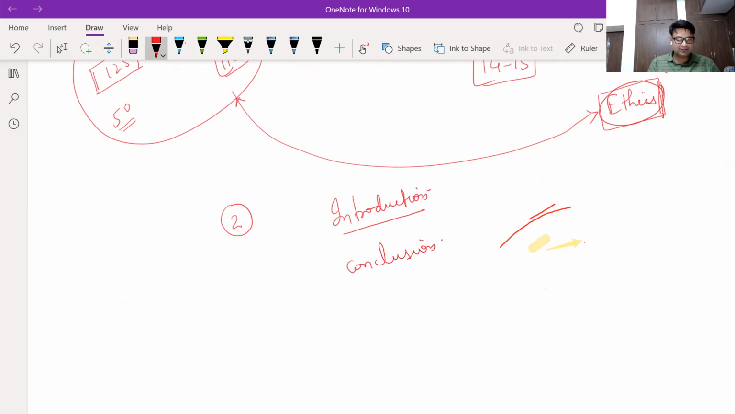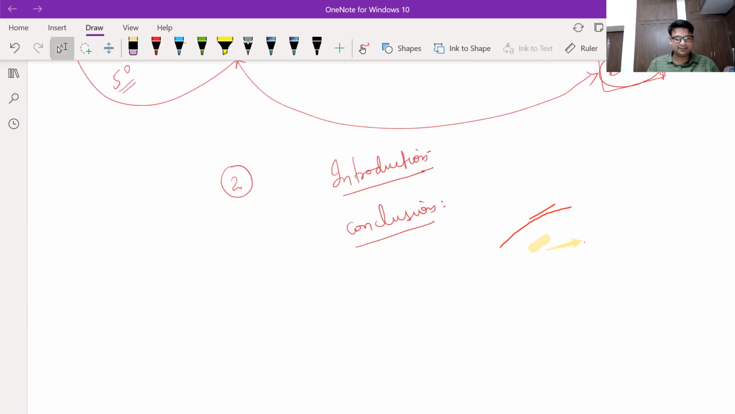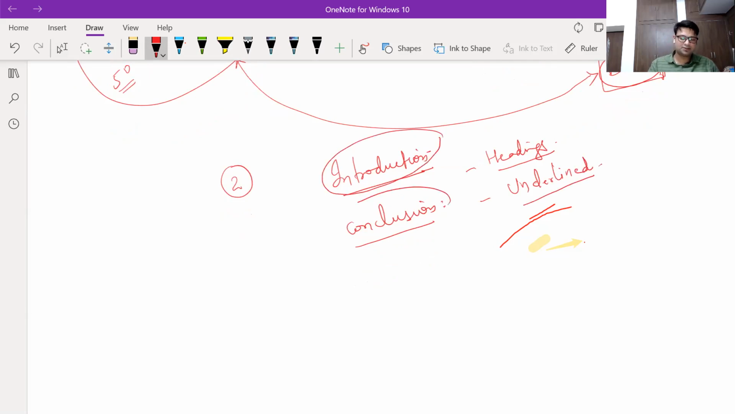Conclusion. And the third thing the examiner will be looking for is the things which are being highlighted. That can be headings, or anything that has been underlined. Why I'm telling you this: the examiner will mainly look for these four aspects of your answer.